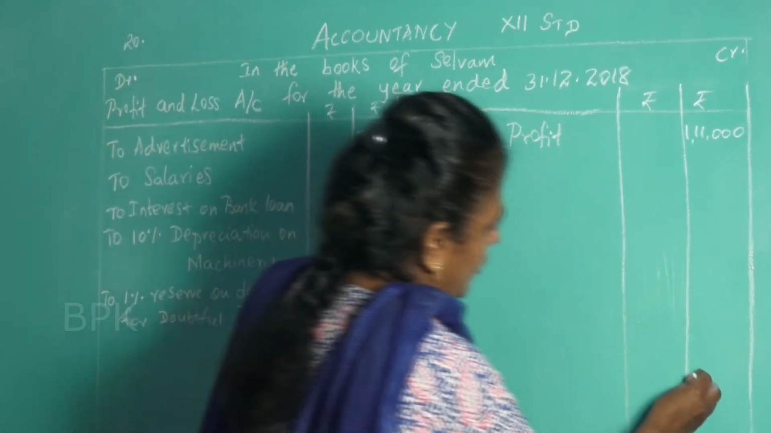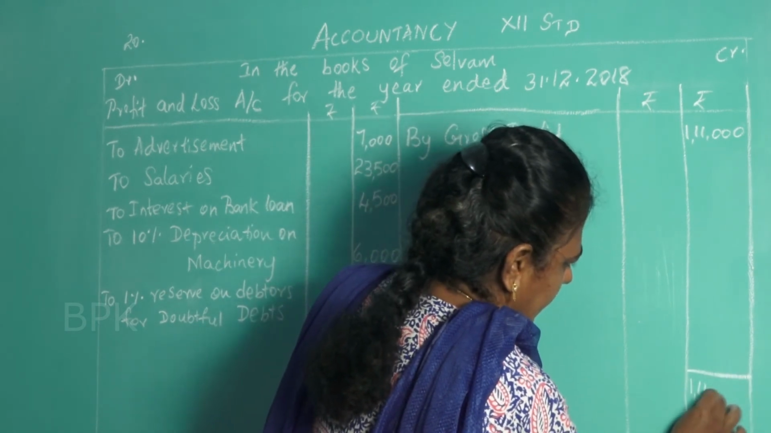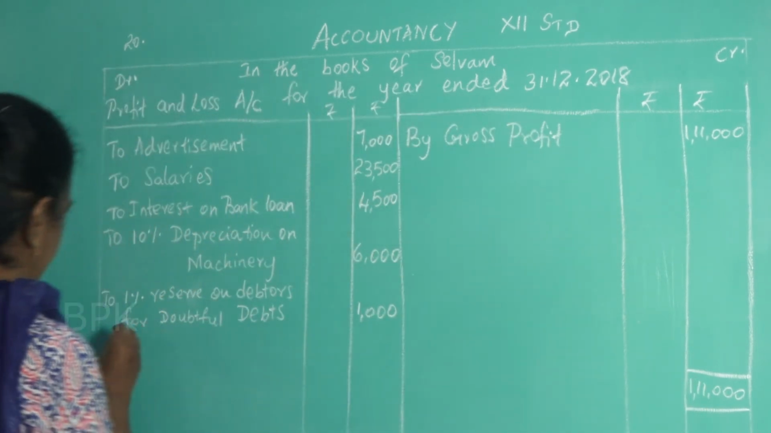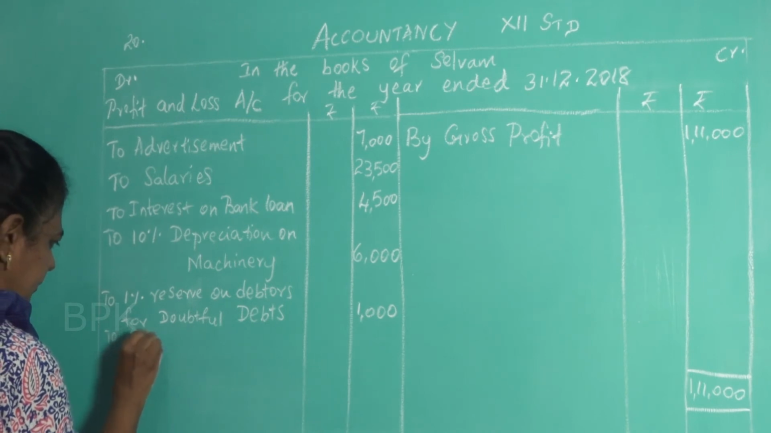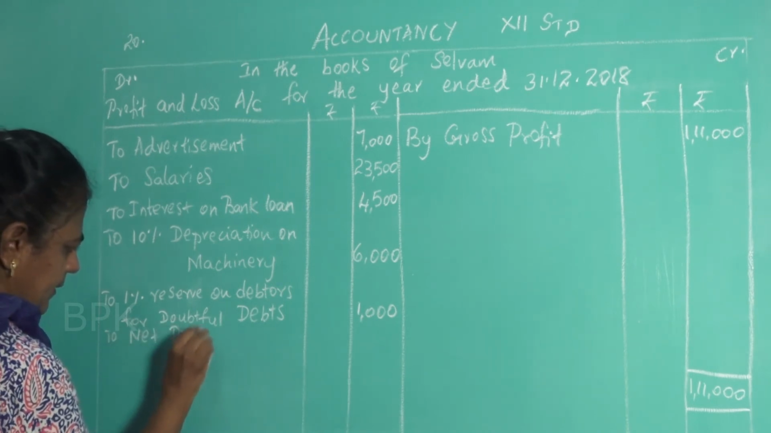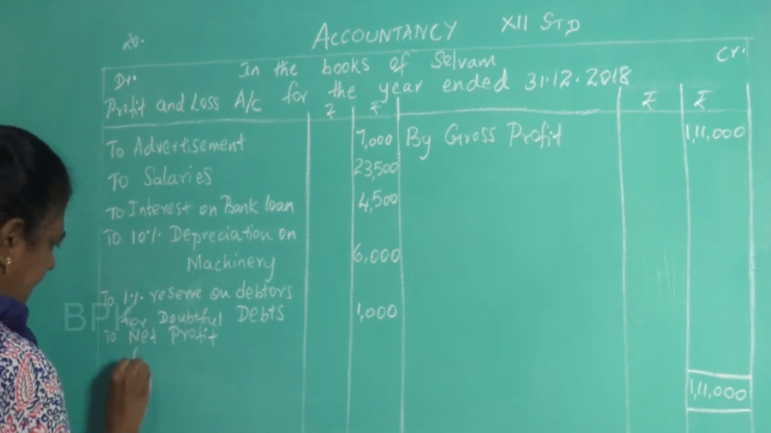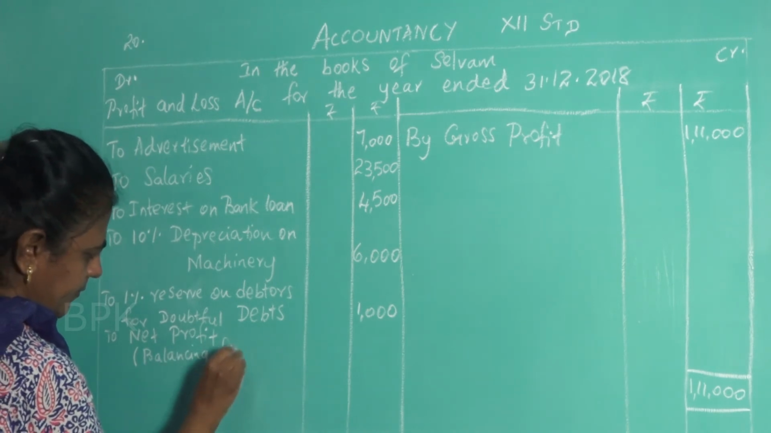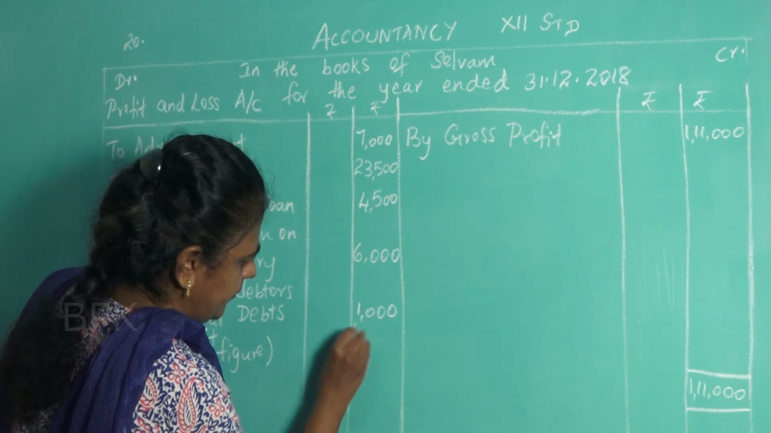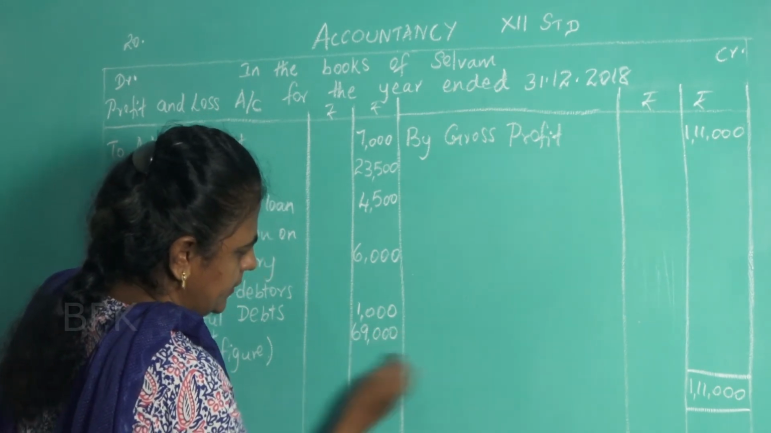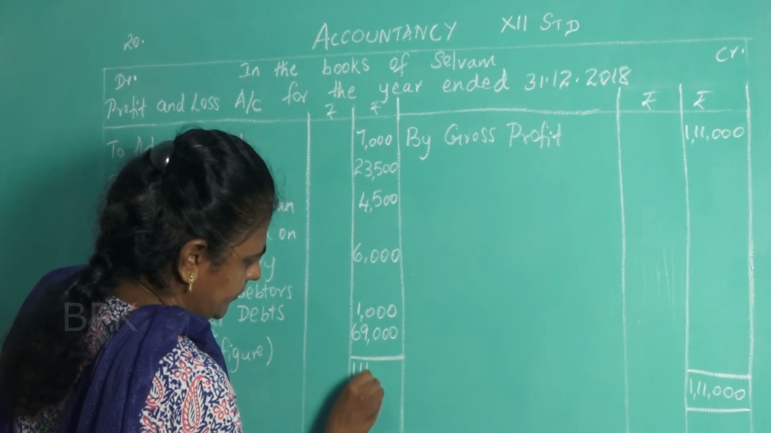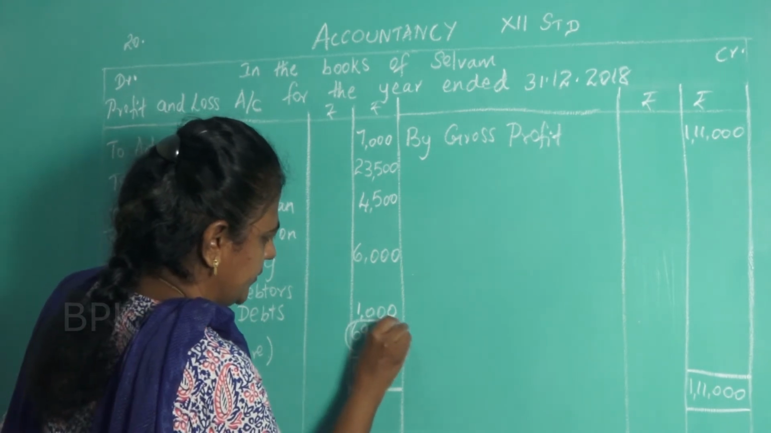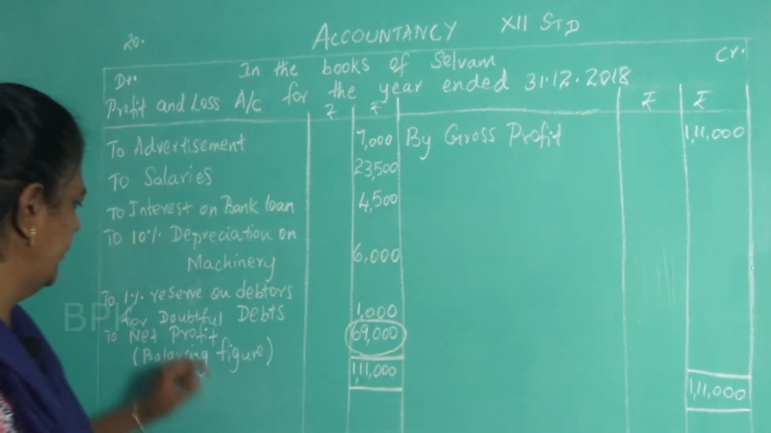Okay. Now put the total here, 1,11,000, that minus this will give you your net profit, that is the balancing figure. So your net profit is 69,000, then put the total. Put a box for the net profit. Okay. Now you got net profit.